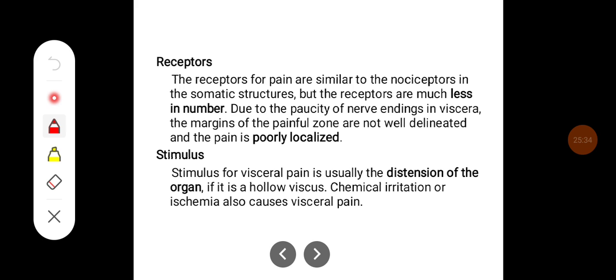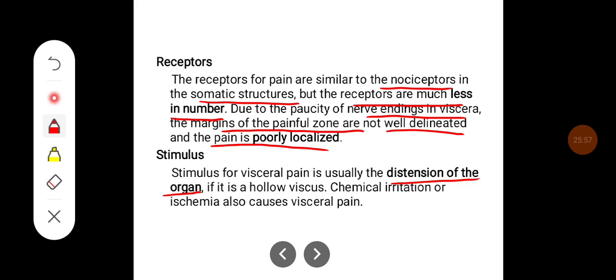The receptors for visceral pain are similar to nociceptors in the somatic structures, but the receptors are much fewer in number. Due to the paucity of nerve endings in the viscera, the margins of the painful zone are not well delineated and the pain is poorly localized. The stimulus for visceral pain is usually the distension of the organ, if it is a hollow viscus, and chemical irritation or ischemia can also cause visceral pain.